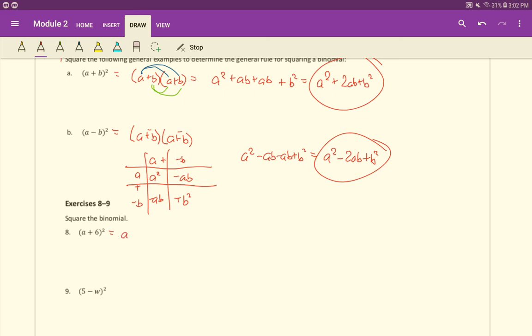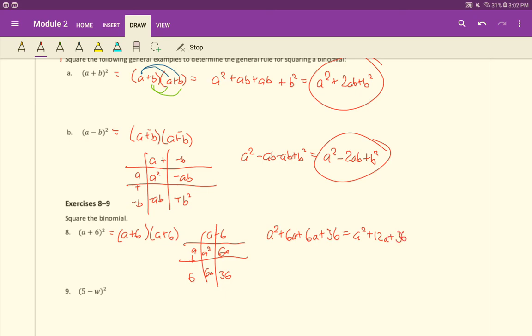I'll use the table method for this one. So it's a plus 6 times a plus 6, which then would look like this in a table. Okay, a times a will give us a squared, a times 6 is 6a, 6 times a is 6a, 6 times 6 is 36. And again, we combine all those together. And again, we have some like terms here, so we'll go ahead and just say that's a squared plus 12a plus 36. Okay, we are adding, right? So 6 and 6 makes the 12 there.